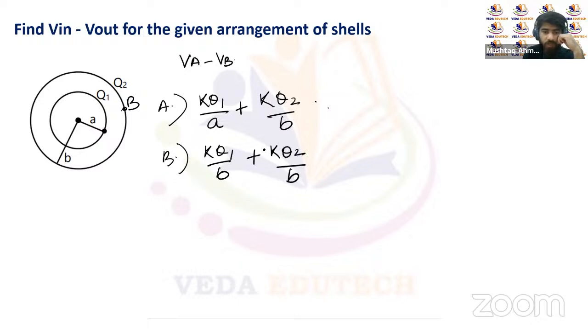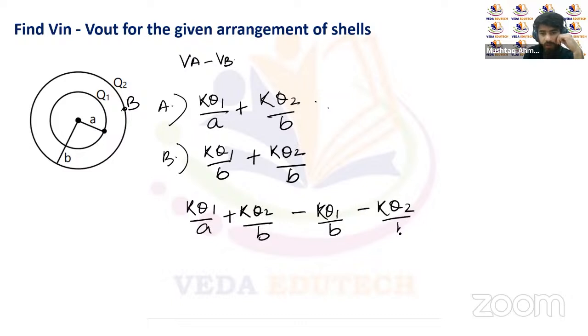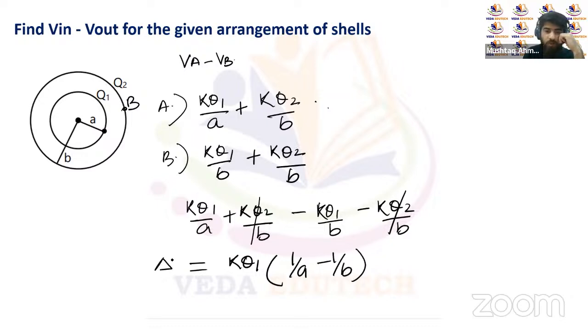Now, calculating the potential difference between them, that will be equal to KQ1 upon A plus KQ2 upon B, minus KQ1 upon B minus KQ2 upon B. Now, the KQ2 upon B terms will get cancelled. We'll be left with KQ1 times 1 upon A minus 1 upon B. So this will be the potential difference between the two points.